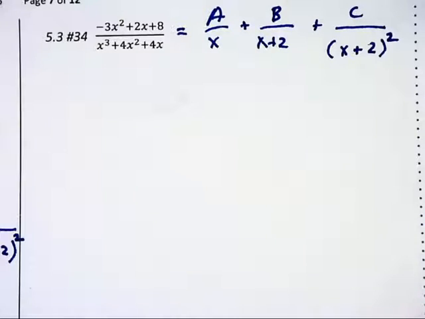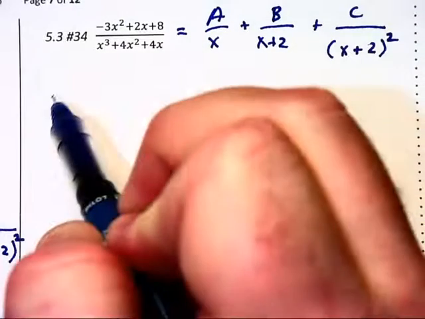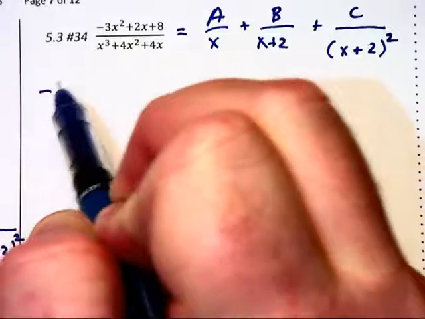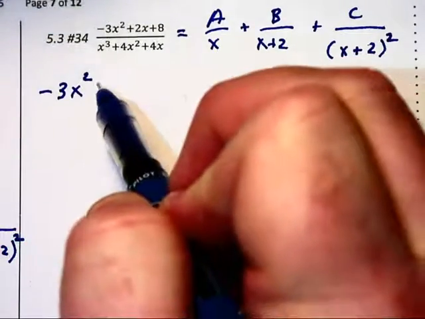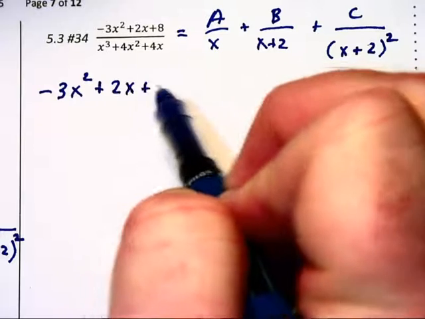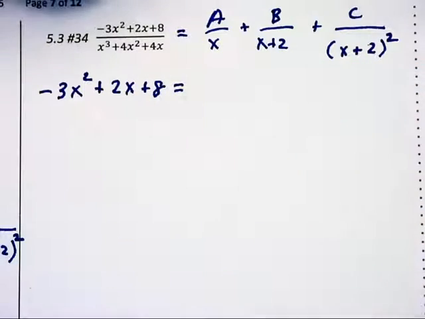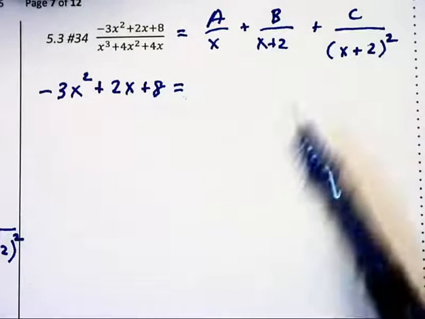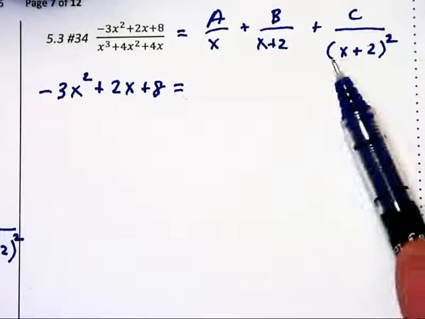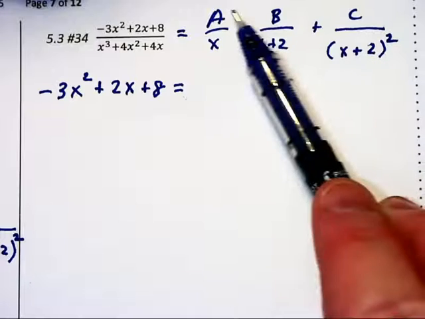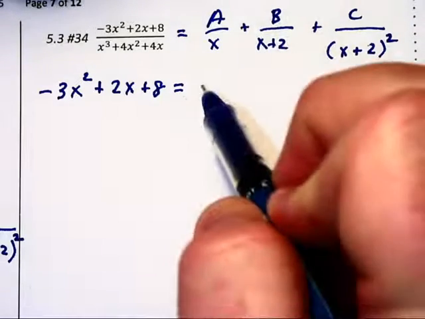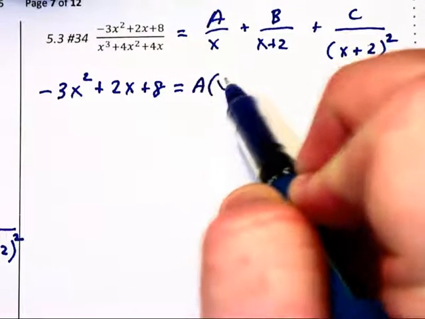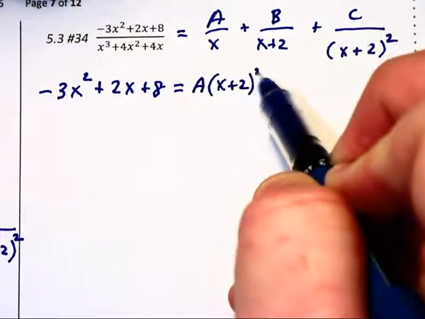Okay, now let's focus only on the numerators. The numerator on the left is negative 3x squared plus 2x plus 8 equals. Okay, now let's look at the right-hand side. The common denominator will be x times x plus 2 squared. So a is going to need to be multiplied by x plus 2 squared over x plus 2 squared. So we will have a times x plus 2 quantity squared.